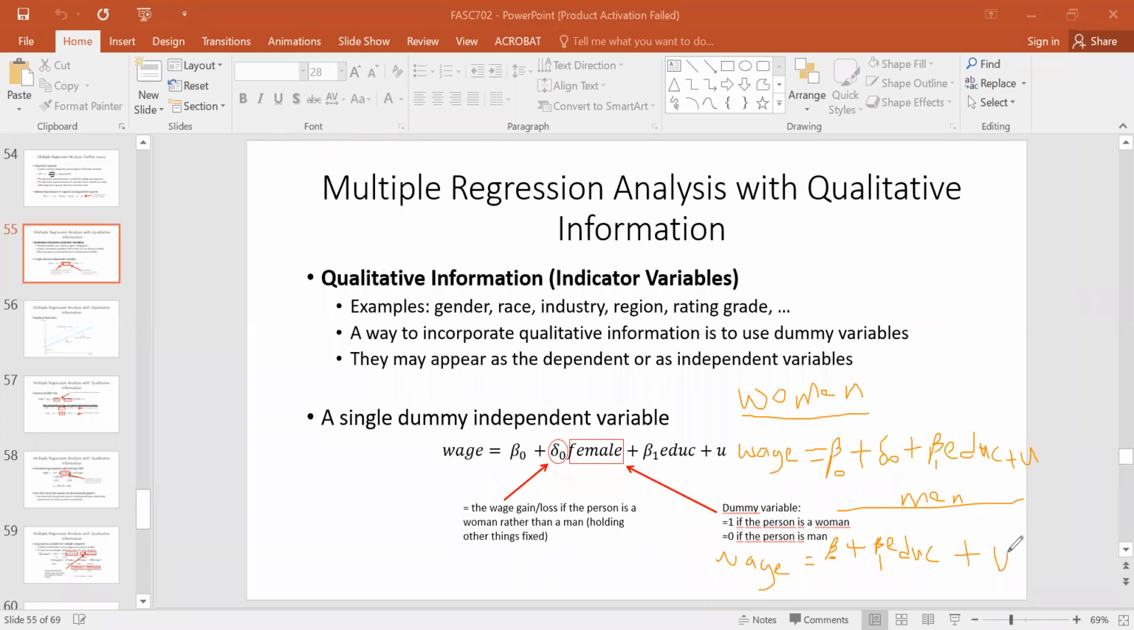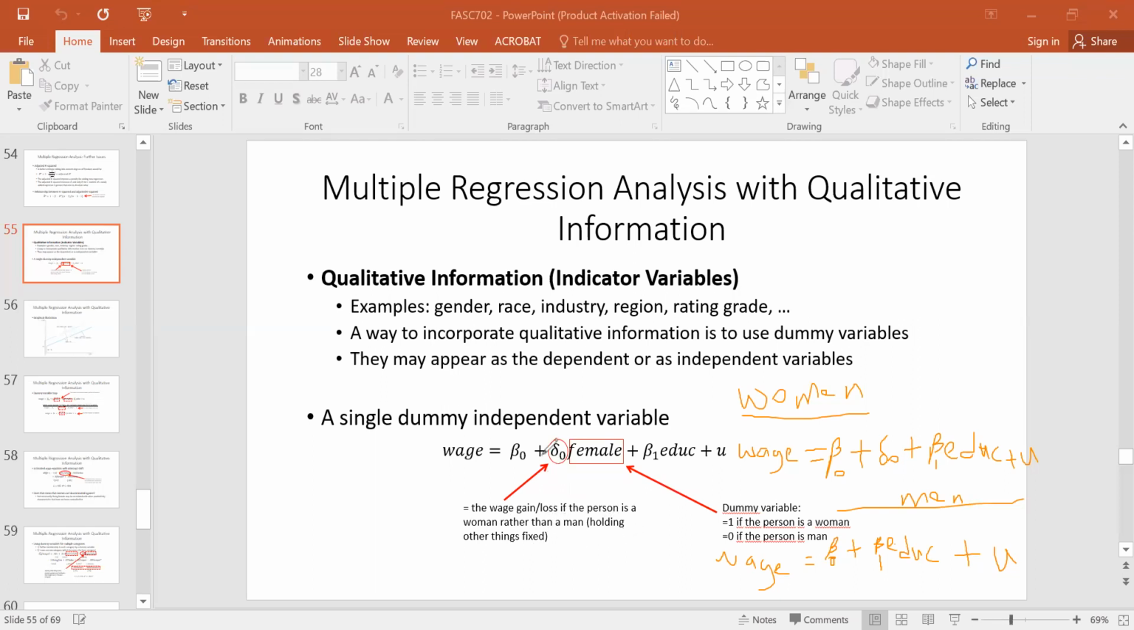So you can see the difference between the two equations is delta zero. One of them contains delta zero, one of them does not. If you think of this as an intercept, look at the difference between the woman and the men. Because we define woman to be equal to 1, the delta 0 survives. And because female is equal to 0 for all men, we lose the delta 0. So the difference between them is just the delta 0. That's why we interpret delta 0 as the wage gain or loss if a person is a woman rather than a man, holding other things fixed.